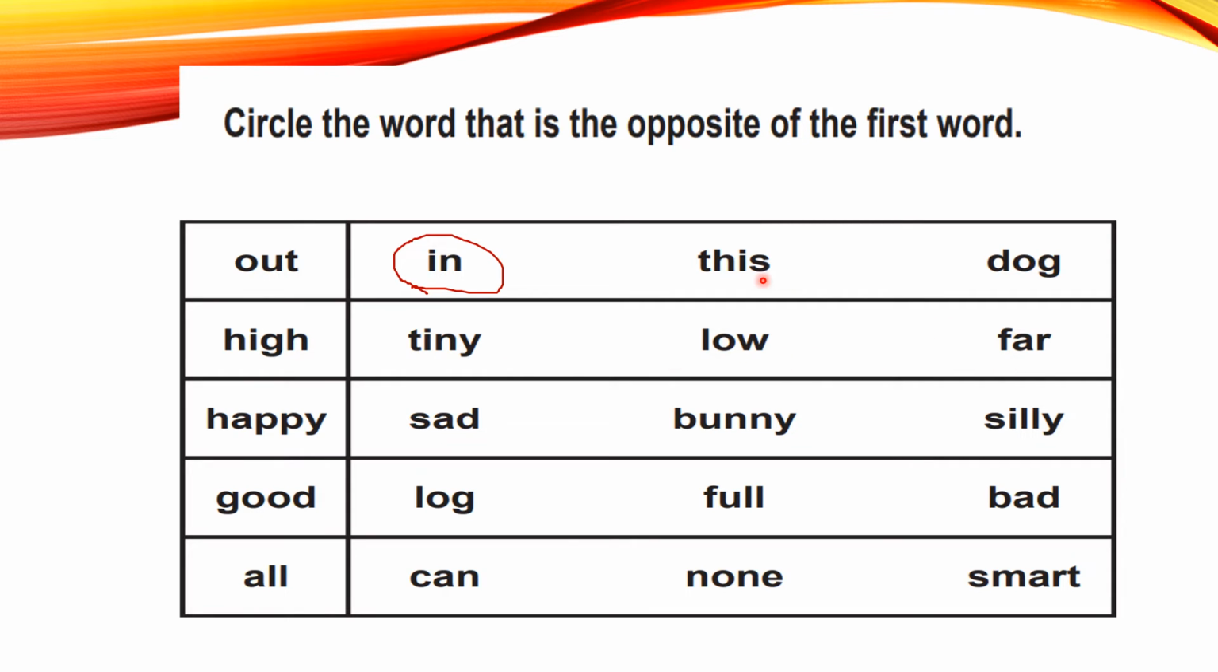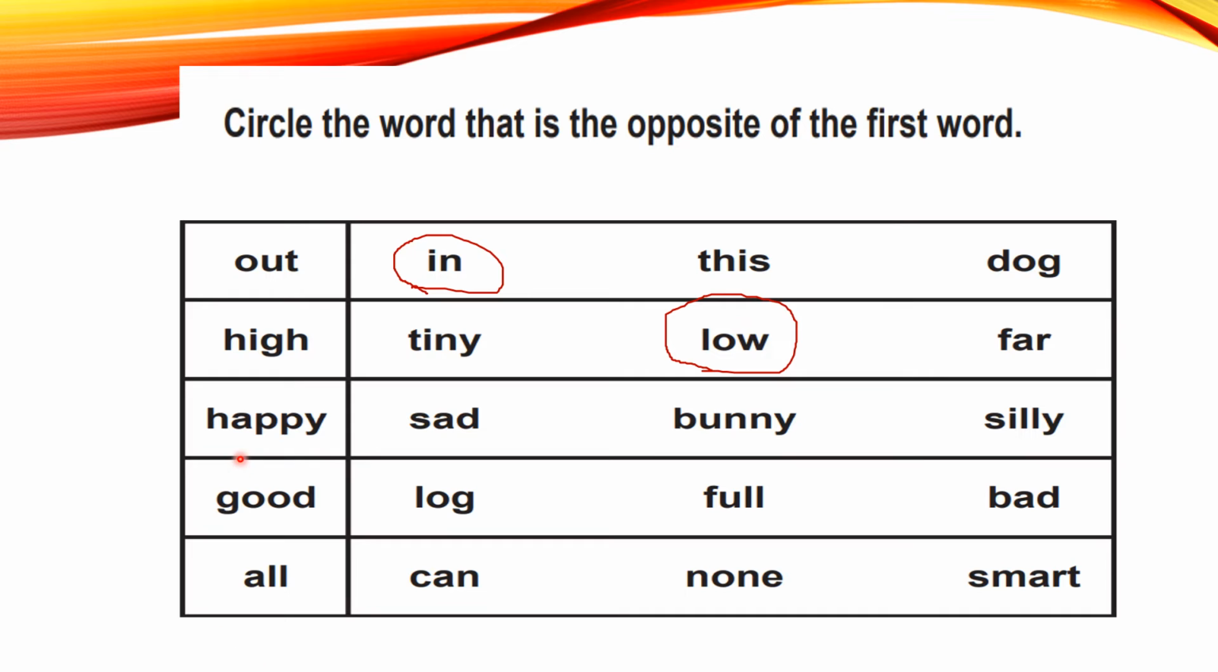Far. See, I have explained this just now. This, that. This means the object is near to us. Near, far. The object is far from us. That. So the opposite of far is near. It will not come. Is it near? No. Which word is it? High. So the opposite of high is low. We will just circle the word low here in our second row.